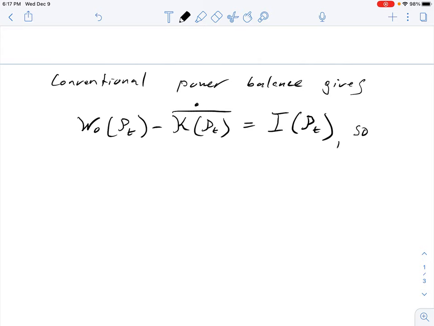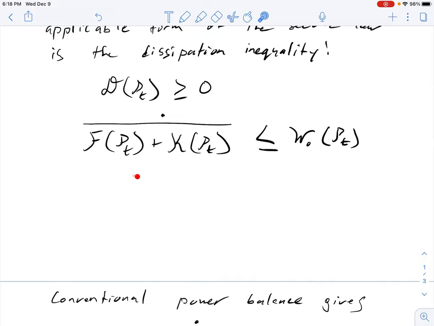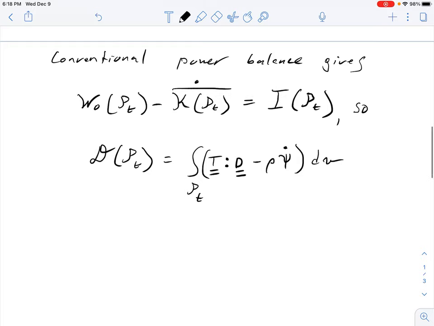So the dissipation inequality is going to give us something relating the two of them. So the dissipation, what we're going to do is substitute this in for these in the dissipation inequality. It's equal to the integral over that region of the internal power minus the time derivative of the free energy, which is to say it's the rate of internal power that is going into loss. Let's define the dissipation density per unit volume, delta.